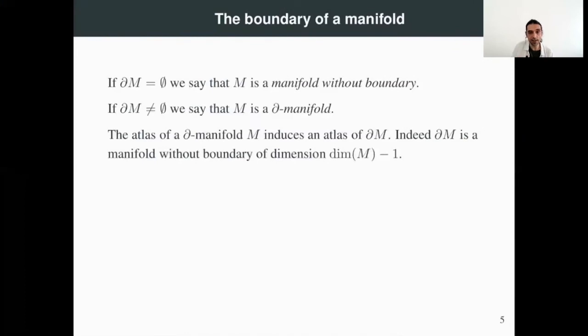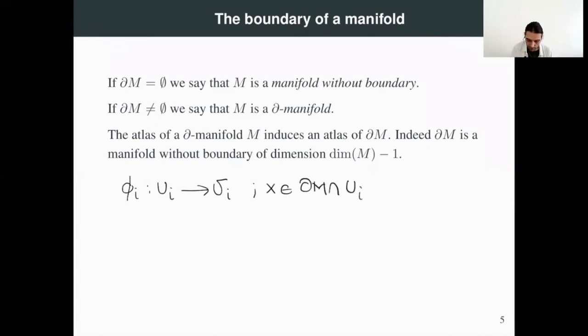The atlas of such a manifold induces an atlas of the boundary of M. And indeed, the boundary of M is a manifold without boundary of dimension equal to the dimension of M minus 1. Okay, let's see how we can actually understand this. Suppose that we have a local chart, okay, and the point X belongs to the boundary of M intersection with U_i.